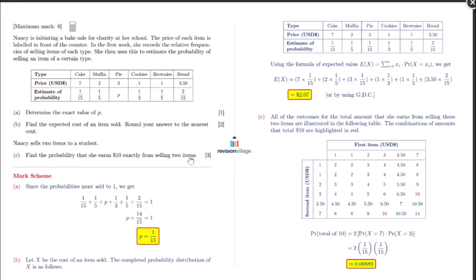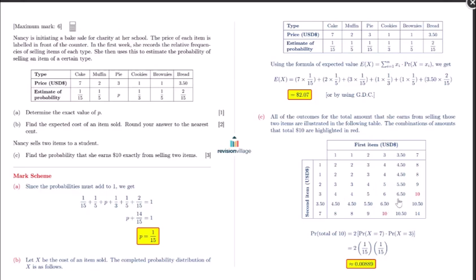Okay, so to approach this question, I have drawn a sample space diagram that represents the total cost that this student pays for buying 2 items. So you can see here I have the items, the price of the items here, in ascending order. So for example, this first one here would be the cost of a cookie, and then a brownie, and then a muffin, and then a pie, and then bread, and then cake, and likewise for the second item.